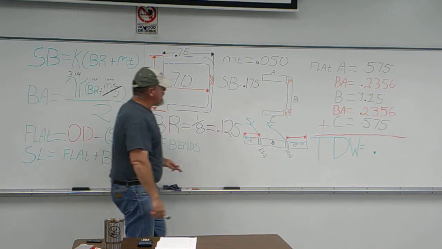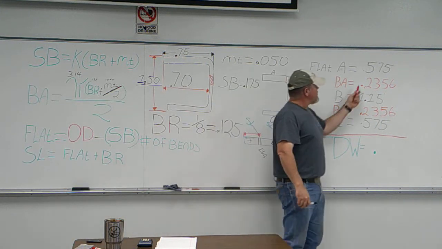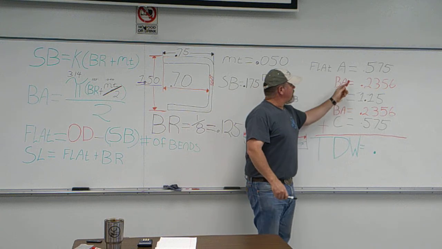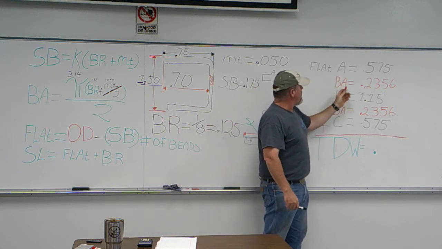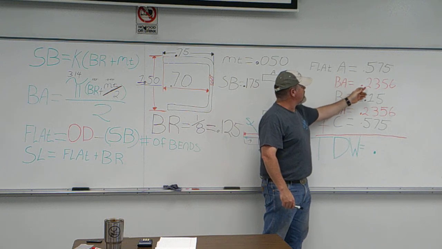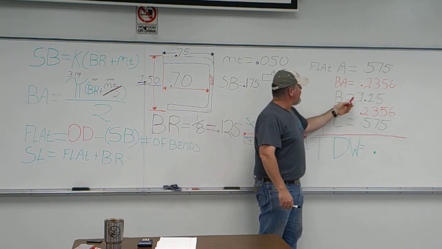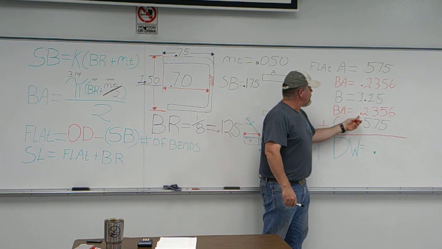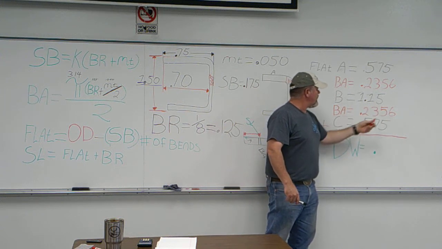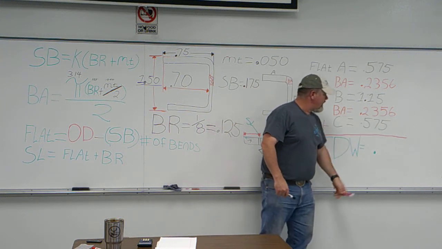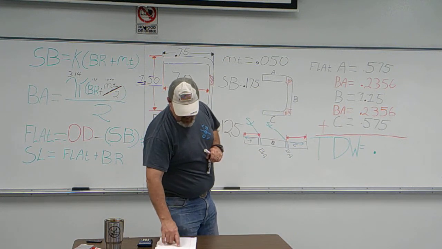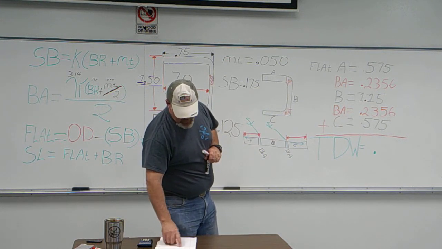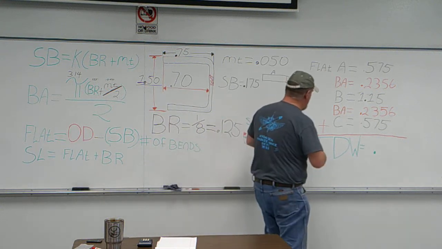Our next calculation is total developed width. Total developed width is 0.575, flat A, the bend allowance, which is 0.2356, plus 1.15, plus 0.2356, plus 0.575, which would give us a total developed width of 2.771.